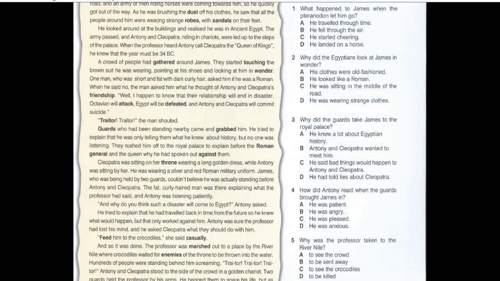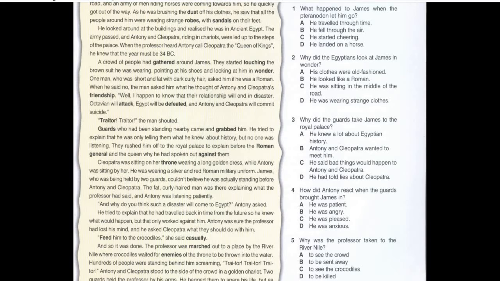As he was brushing the dust off his clothes, he saw that all the people around him were wearing strange robes with sandals on their feet. He looked around at the buildings and realized he was in ancient Egypt. The army passed, and Antony and Cleopatra, riding in chariots, were led up to the steps of the palace. When the professor heard Antony call Cleopatra the Queen of Kings, he knew that the year must be 34 BC.